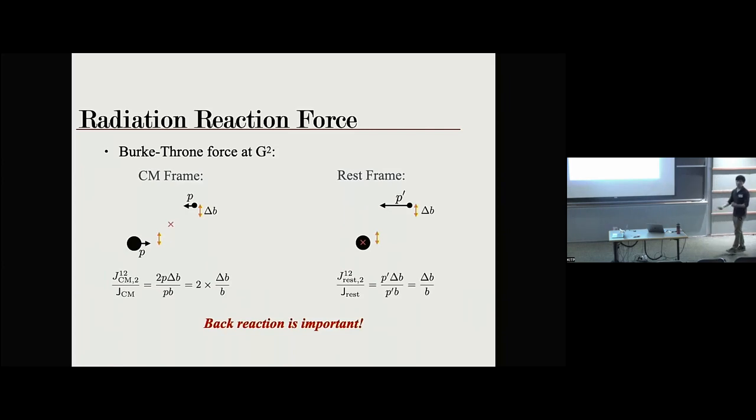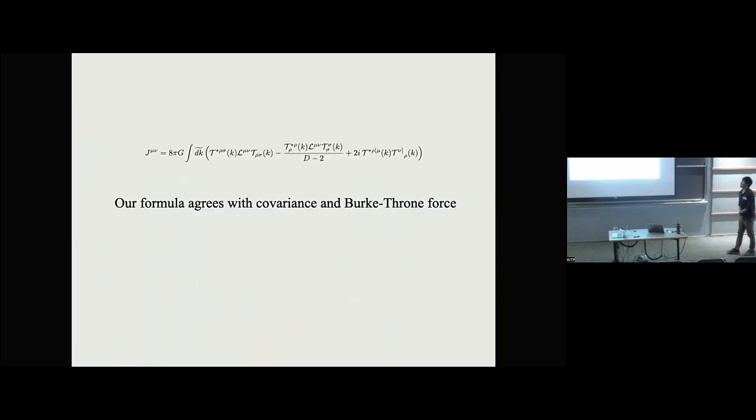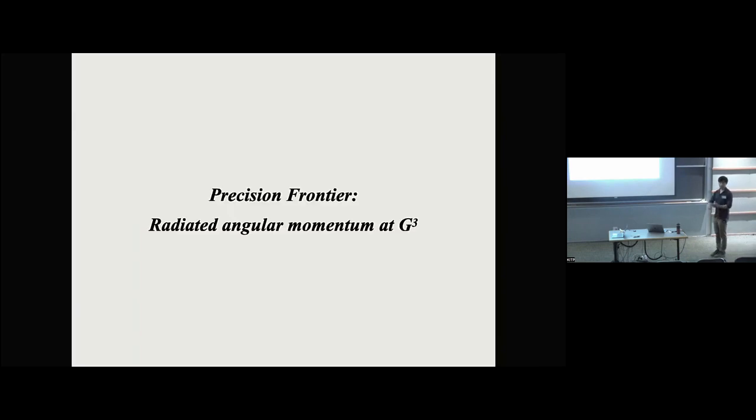What we can conclude from this derivation is that the back reaction is really important. Imagine this is a heavy black hole. You have to take into account the back reaction in order to get the correct answer. So we conclude that our formula agrees with covariance and the known radiation reaction force. After cleaning up this conceptual issue, we can now move on to the precision frontier and calculate the angular momentum loss at G cubed.